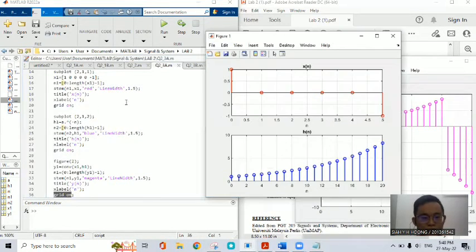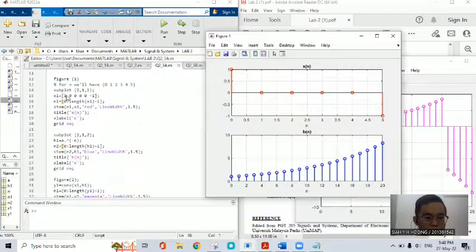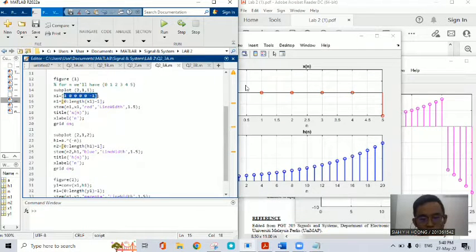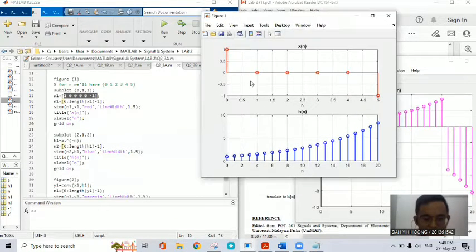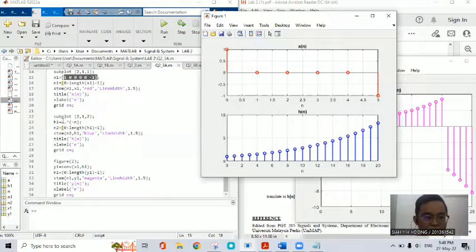Okay, this is our graph. So 1, 0, 0, 0, 0, minus 1, 1, 0, 0, 0, 0, minus 1. Exactly the same as what I said, right? And the graph right here is represented by this part.